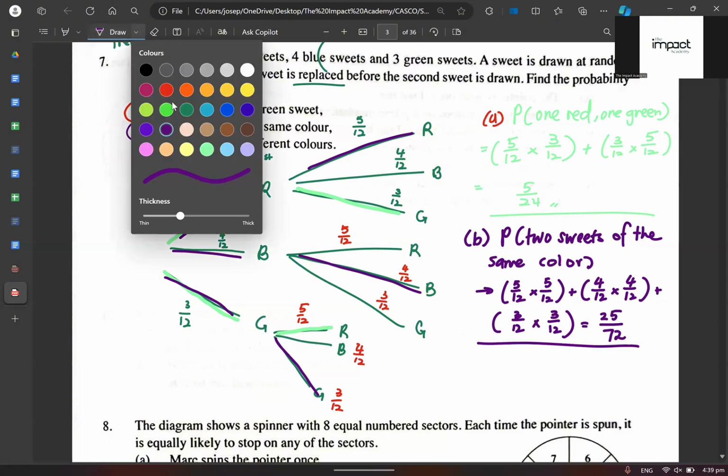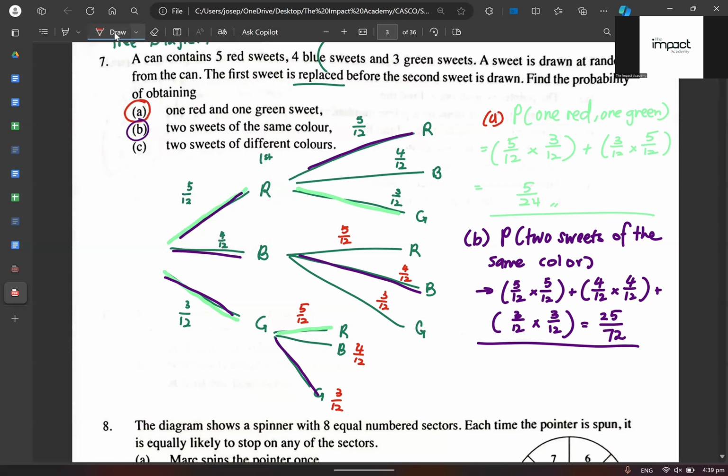Now, of course, the last bit. Can I move on already? Did you draw your tree diagram? Very good. So the last bit, what I want to do is say two sweets. A, B done. The last bit, two sweets of different colors. Now, two sweets of different colors is going to be red blue, red green, blue red, blue green, green red, green blue. Very long, right? So since you already know the same color is 25 over 72, what do you think is the probability of two sweets of different colors?